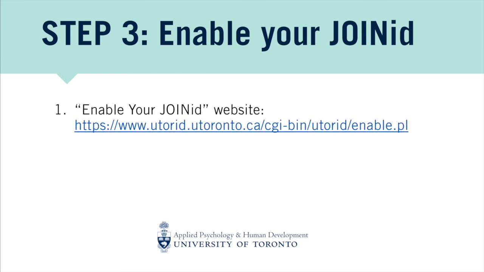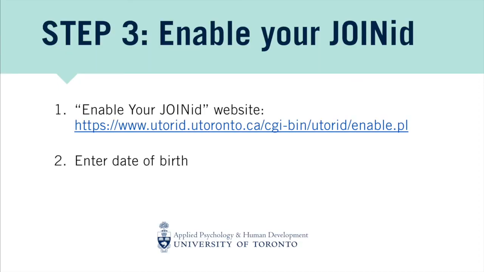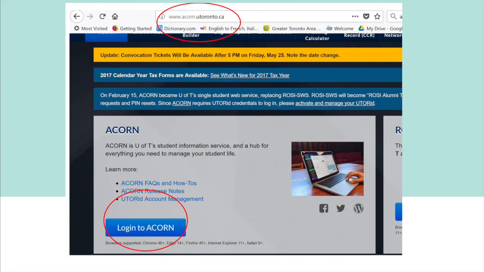First, go to this website to enable your Join ID. The homepage looks like this. Enter your Join ID and student number in the boxes here, and click Continue. Make sure you're entering your student number and not your application number. Once you enter this information, you will be asked to enter your date of birth. Do that and you will have enabled your Join ID. You can now use your Join ID to access ACORN. Go to acorn.utoronto.ca and click on Login to access ACORN.